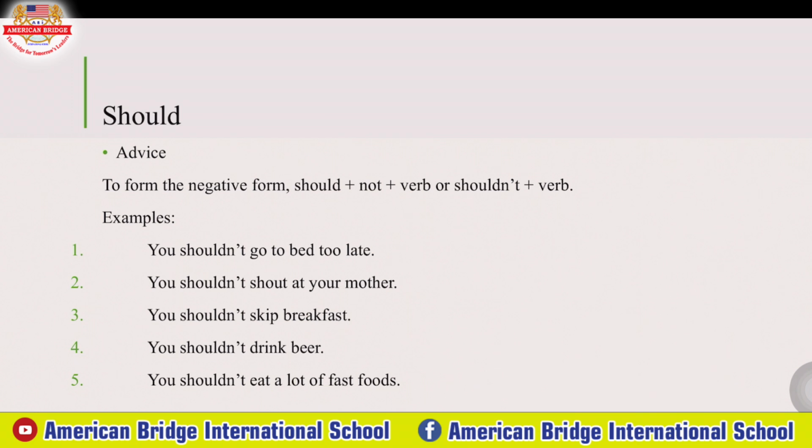Okay. 4. You shouldn't drink beer. Yeah, your age is so young, so you can't drink beer, so that's why you should not drink beer. 5. You shouldn't eat a lot of fast food. Yeah, if you want to stay healthy, the tip is you shouldn't eat a lot of fast food. So try to eat healthy food or vegetables, right?